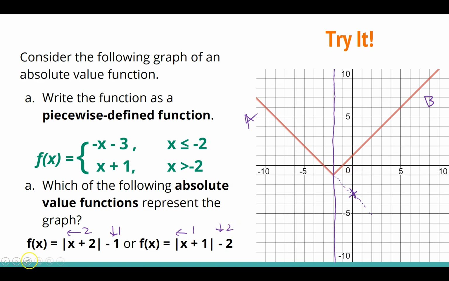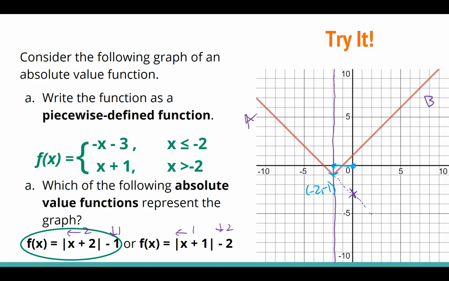So our vertex, remember, it started at 0, 0. It got shifted to the left 2 and then down 1. So that's why this first one is our answer. It doesn't ask you this, but what is the actual vertex? Negative 2, negative 1. Sorry, it is not negative 2, 0. Negative 2, negative 1. It's okay.